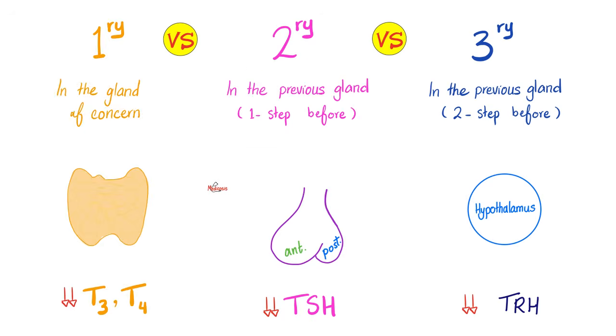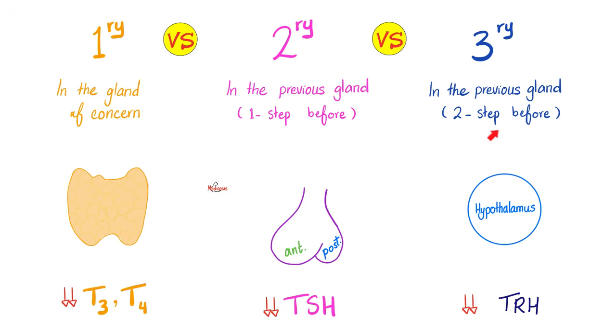Let's say that we have a patient and the patient is secreting less T3 and T4 than normal. Where's the problem? Well, the problem could be in the thyroid. We call this primary hypothyroidism. Or the problem could be the inability of the anterior pituitary to make TSH, and we call this secondary hypothyroidism. Or the problem could be lack of the hypothalamus's ability to secrete TRH.